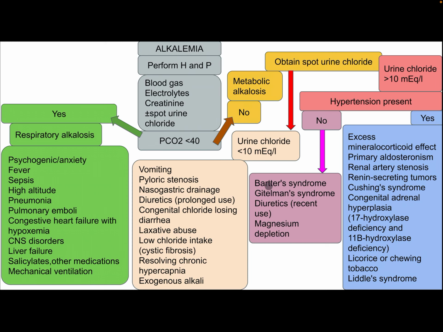If it is no, differential diagnosis: Bartter syndrome, Gitelman syndrome, diuretic, recent use, magnesium depletion. If there is hypertension, differential diagnosis: excess mineralocorticoid effect, primary aldosteronism, renal artery stenosis, renin-secreting tumor, Cushing syndrome, congenital adrenal hyperplasia, 17-hydroxylase deficiency and 11-beta hydroxylase deficiency, licorice or chewing tobacco, and Liddle syndrome.